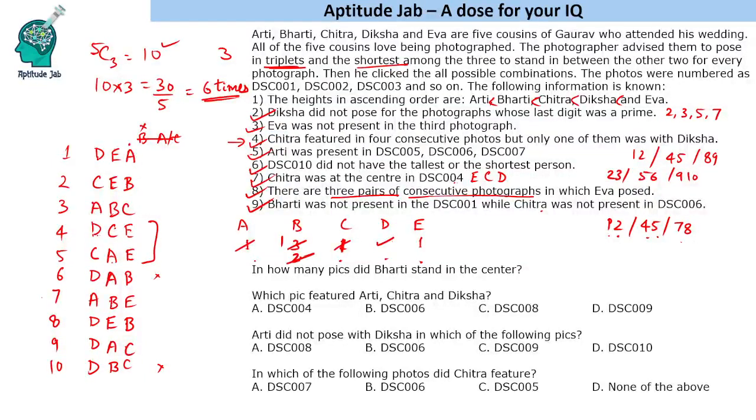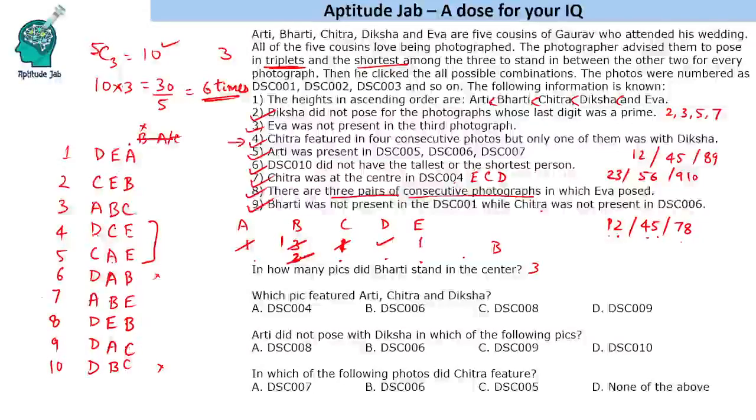In how many pictures did Bharti stand in the center? Could have been answered without even making the formation, right? Because it says in how many pictures did Bharti stand in the center. So it means that Bharti, if she stands in the center, so that means she is the shortest, right? So Bharti is the shortest. Then there have to be 2 other people, right? It should not have Aarti, right? So it should have Chitra, Diksha and Eva, right? So that would be basically selecting 2 people out of 3, right? So there are 3 such photographs.